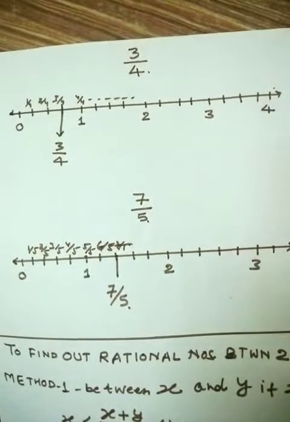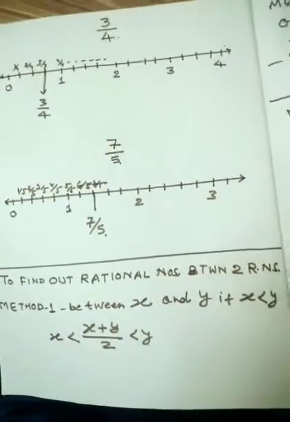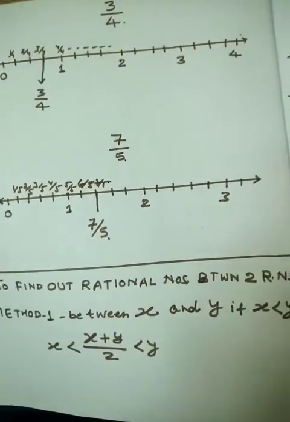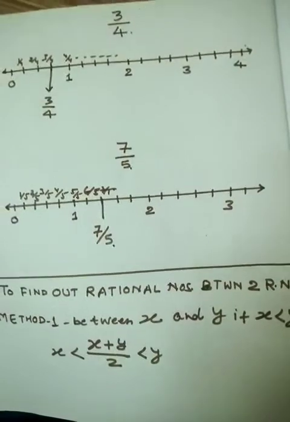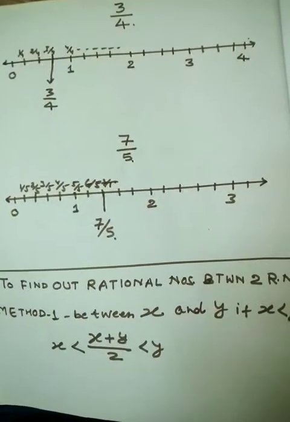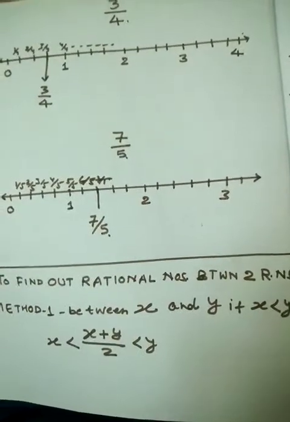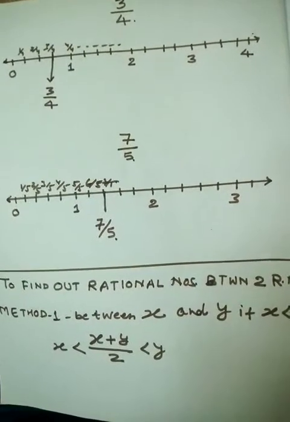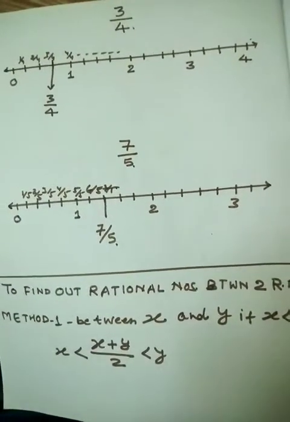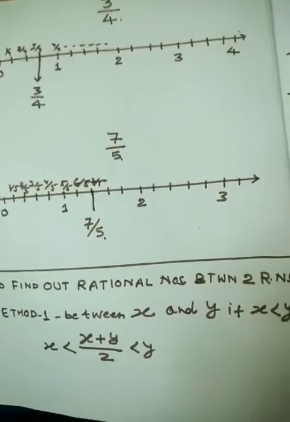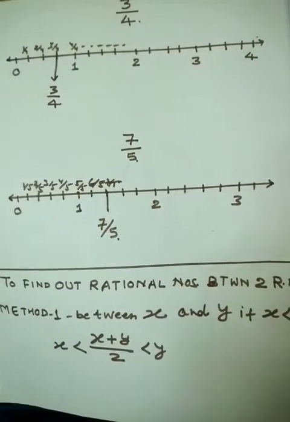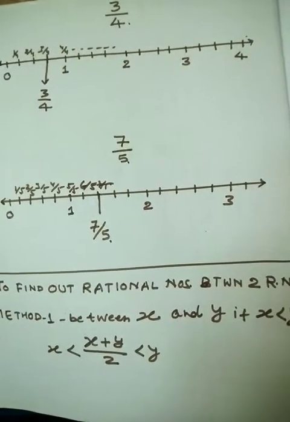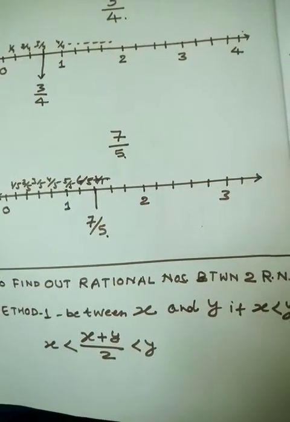Now next we come to finding some rational numbers between two given rational numbers. The first method, which we have already read in class 7, is method 1, between x and y. If x is less than y, we can simply add x and y, divide by 2, and that number will lie between x and y. If you are asked to find only one number, you can use this method. If you are asked to find more than one number, we can use this method also, because you will not be asked to find more than 2 or 3 numbers.